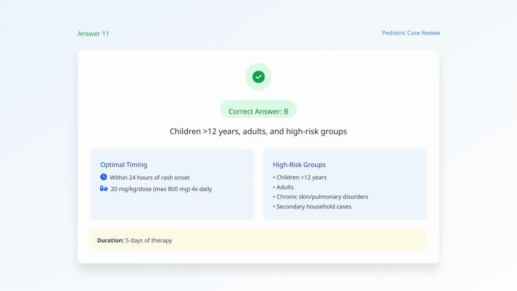Acyclovir is indicated for children over 12 years, adults, and high-risk groups, including those with chronic skin or pulmonary disorders. It's most effective when started within 24 hours of rash onset. The typical dosing is 20 mg per kilogram per dose, maximum 800 mg, given 4 times daily for 5 days. For healthy children under 12, antiviral therapy is generally not recommended.